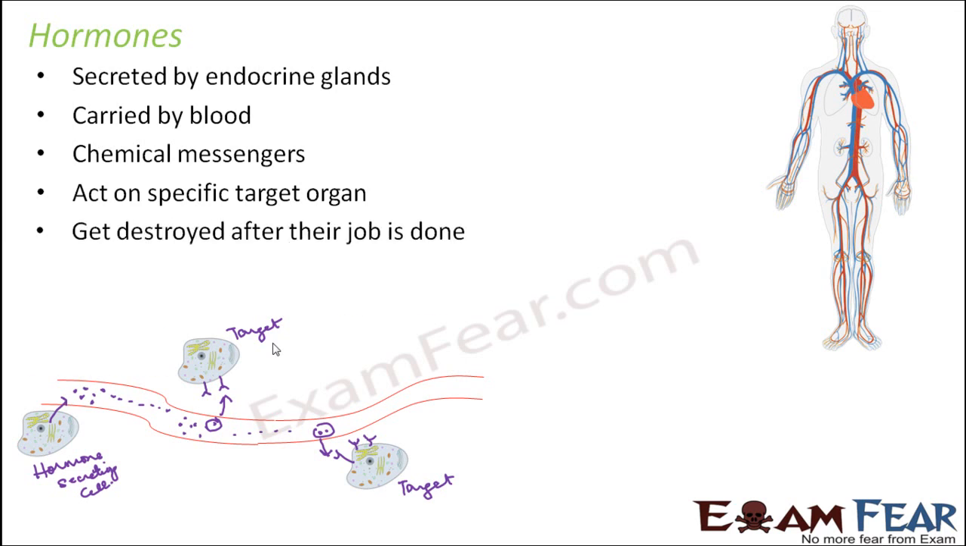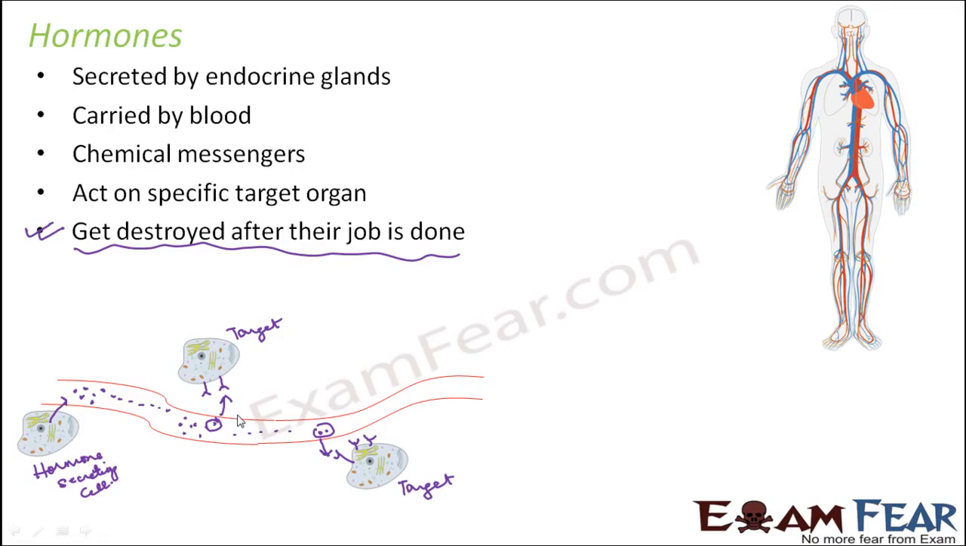Now another important point to be noted about hormones is that they generally get destroyed after their job is done. For example, here this hormone found its target cell. It went to its target cell, it does a job, and once that is done, it'll get destroyed. It doesn't live for a long time. It only lives till its job is done. Once done, it gets destroyed on its own. And new hormones get produced by the endocrine glands. Right? So that is the concept of a hormone.